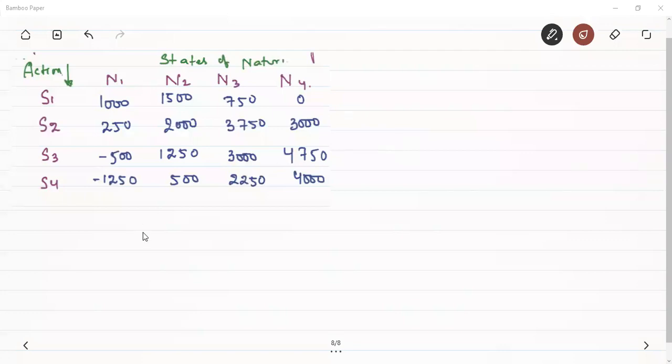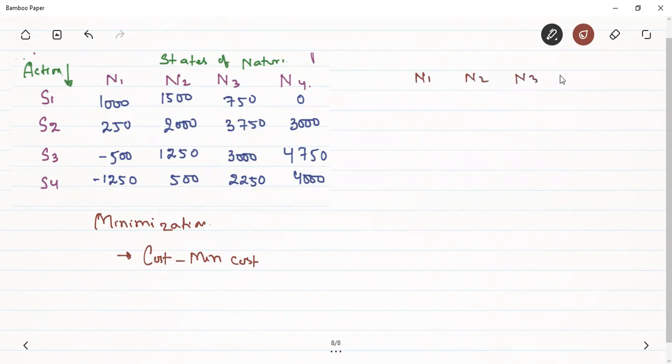And finally, if we consider this to be a minimization matrix, we have seen that for minimization, we calculate the cost minus the minimum cost. The regrets will be given by the cost minus the minimum cost for a particular state of nature. So if we draw the regret table here, we can see that this is N1, this is N2, this is N3, and this is N4.